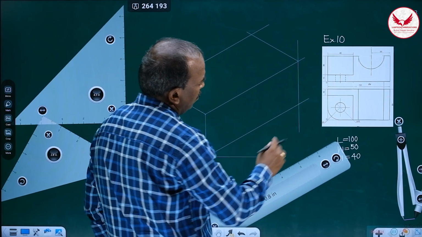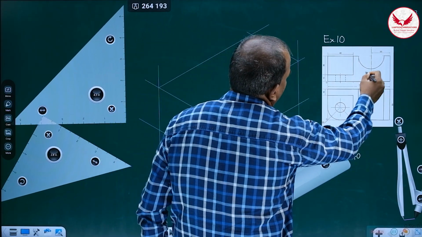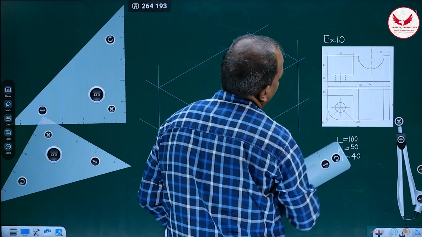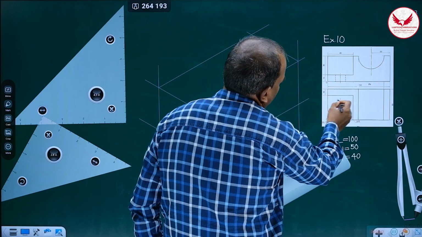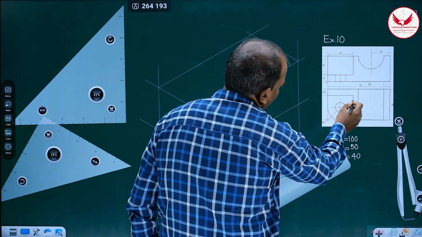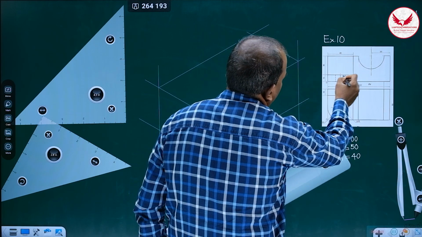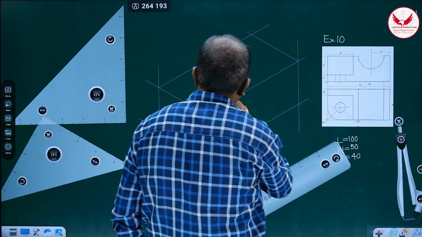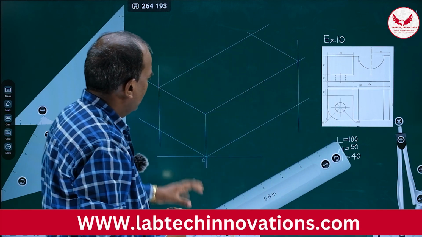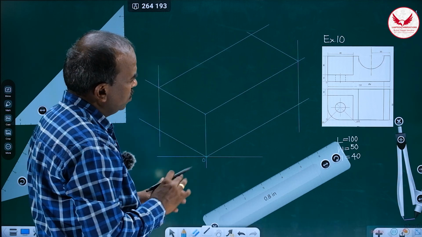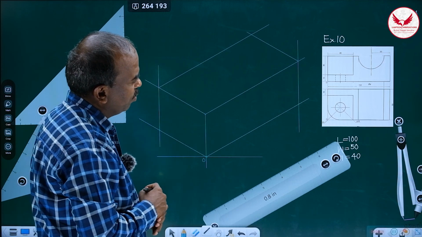And again on the right hand side, there is a semicircular part. So what we have to do? From this circle, above this 30 and this 40, such a type of rectangular box we have to cut from this object. It will give us the basic idea. So such type of reading is very important.